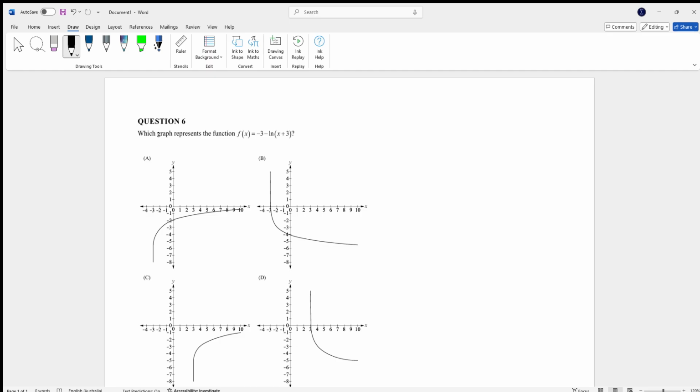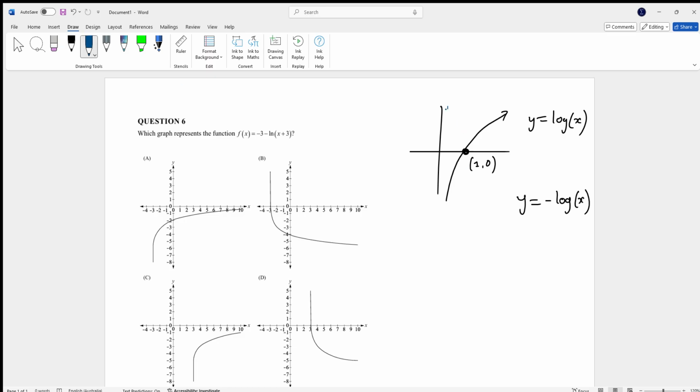So, question 6. Which graph represents the function f of x equals -3 minus natural log of x plus 3? And this has to be done without a calculator, okay? So let's understand what our log curve genuinely looks like. If you have y equals just log of x, it doesn't matter what the base is, it'll always have this general shape here, and it'll always go through (1, 0). Now, if I were to put a negative sign in front of it, it's going to produce a similar curve, except it's going to look something like this here, okay?